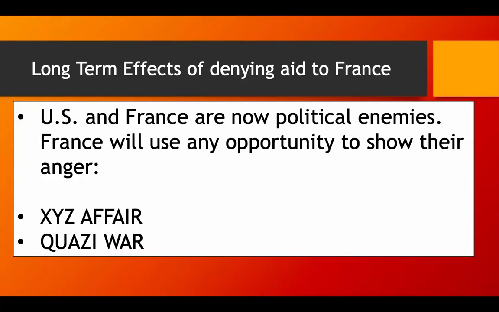What are the long-term effects then of America denying aid to France? Pretty simple. The United States and France are now going to be political enemies. That whole thing where the United States and France have a certain amount of respect for each other, but also kind of a lack of respect for each other, this is where that really gets solidified. It's not that that didn't exist before, it's just that it is now a thing that's going to be going on with this moment. France is going to use a number of opportunities to show their anger against the United States. One of them will be this thing we'll talk about in a bit called the XYZ affair, and the other will be the quasi-war.